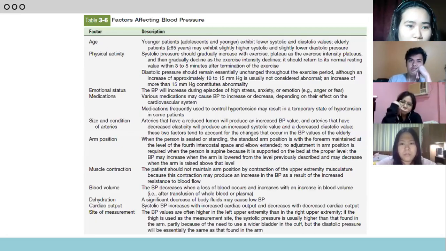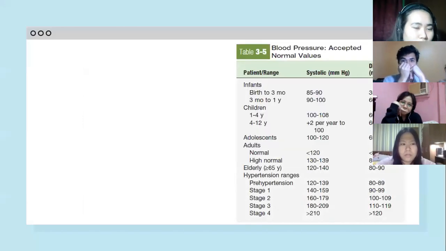So, please read that one because it will really be included in your test. And maybe I will also ask for this one during our evaluation, okay? This one, I prepared the list, from Fairchild, on the normal blood pressure normative values.